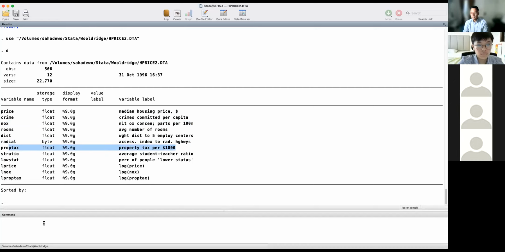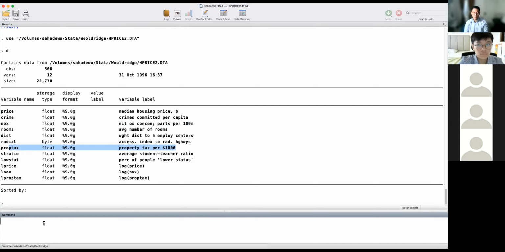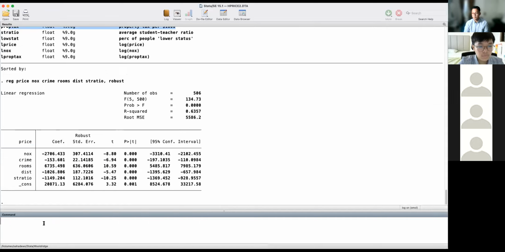So what we're going to do is initially run a regression on price, with nitrogen oxide, crime rate, the number of rooms, distance, and student-teacher ratio. This is basically an indicator of school quality in the region. We also run the robust option to control for general forms of heteroscedasticity in the data. And so we get the regression.